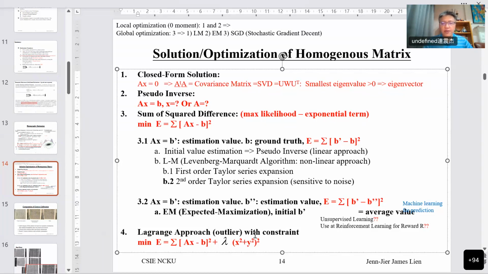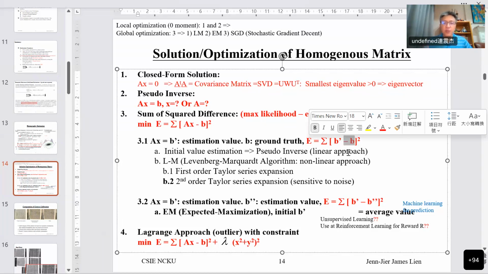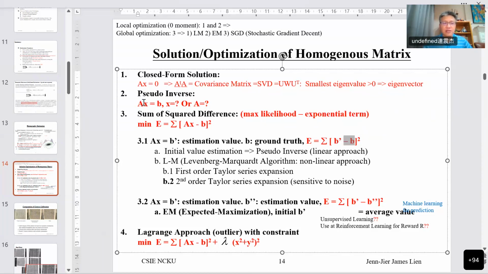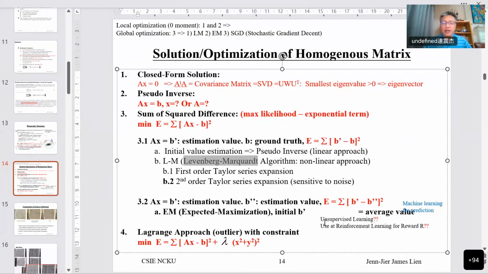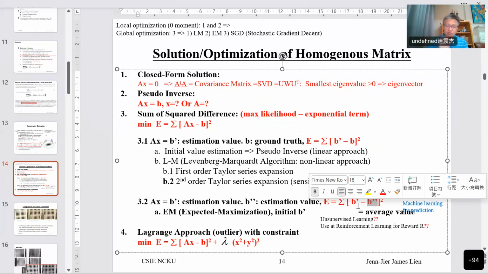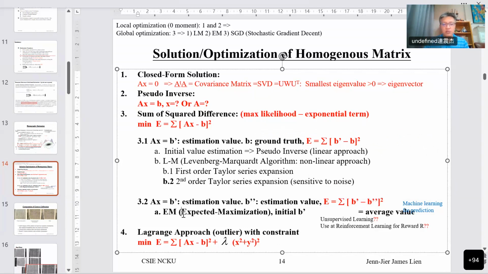For both methods, if you have the ground truth B, you know B, and you try to estimate B prime equal to AX, so you solve for A or X given the ground truth, in this kind of situation we use LM. If you don't have a ground truth, that's like unsupervised learning, then you need to predict, and you should use expectation maximization. Finally, the other additional one is the Lagrange approach.